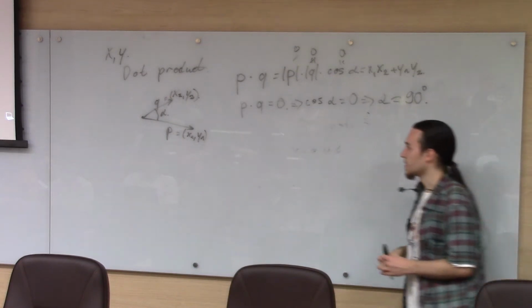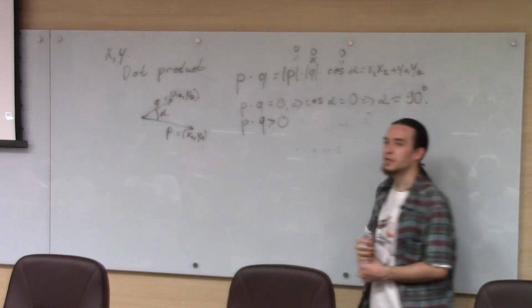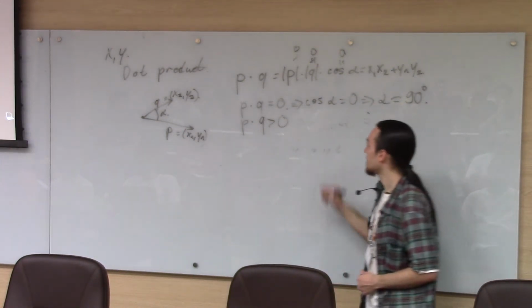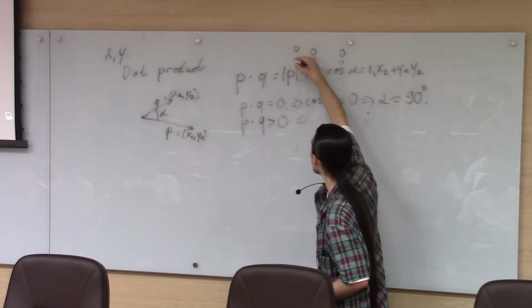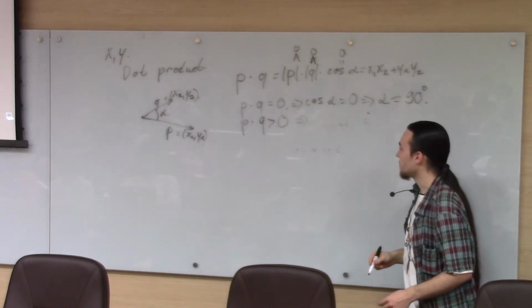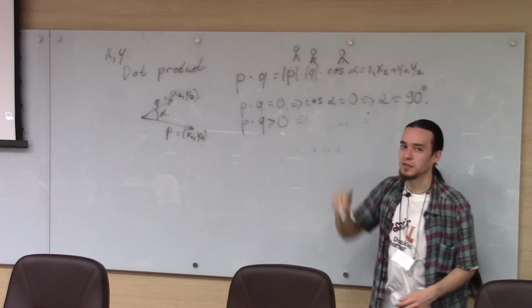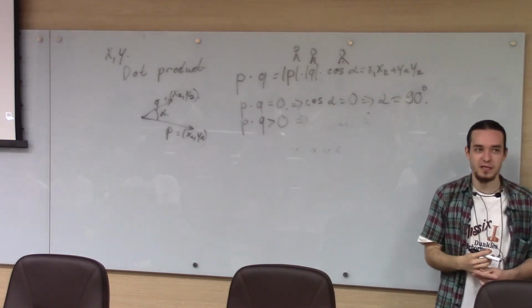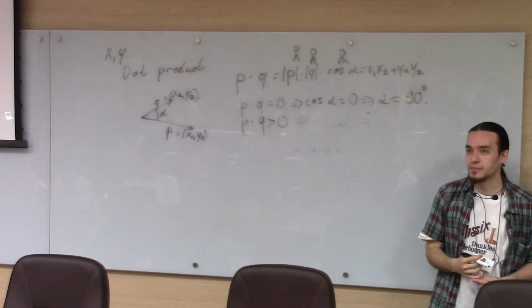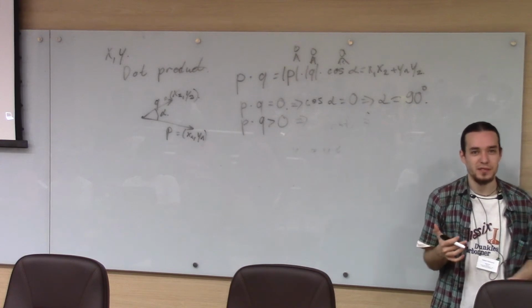All right, so what happens if we have the dot product greater than 0? Again, the lengths are larger than 0, so if the product is larger than 0, then the cosine is greater than 0 as well. And what does that imply about the angle, if you only know that the cosine is positive?